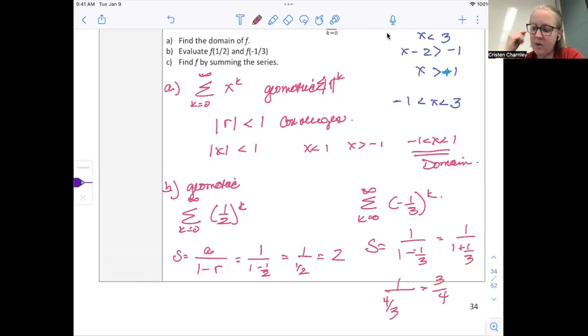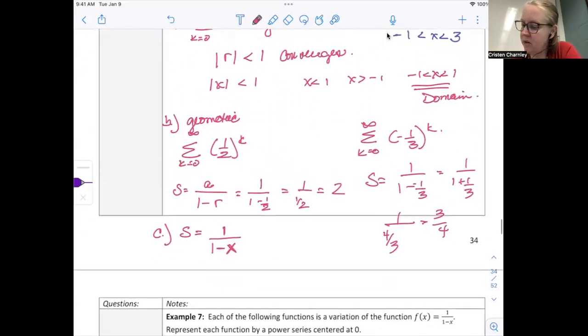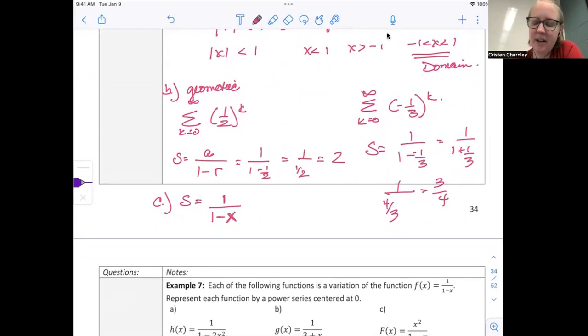And then letter C, they want to find f by summing the series. So what we'll do is we'll use that same sum formula. A is the first value, or that coefficient in the front, which in this case is 1, over 1 minus, well, what is that ratio r? And that's x. So I have 1 over 1 minus x, which is cool. Now, what does that do for us? I didn't write it in your notes. It puts it all together.